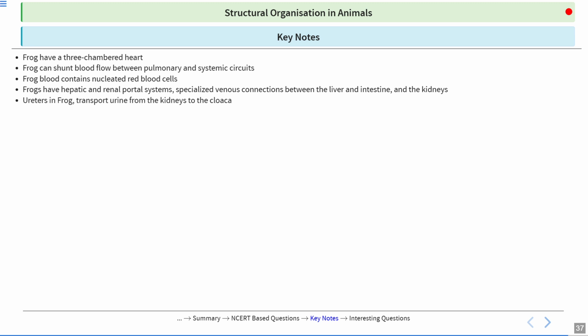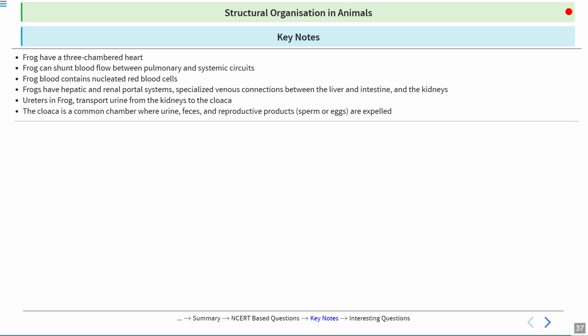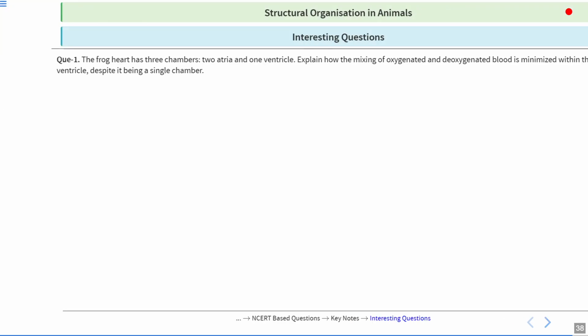The ureter in the case of frog transports urine from the kidney to the cloaca. And the cloaca is a common chamber where the urine, feces and the reproductive products, sperms and eggs, are expelled out. So we will discuss more about this cloaca when we study the reproductive system, right?